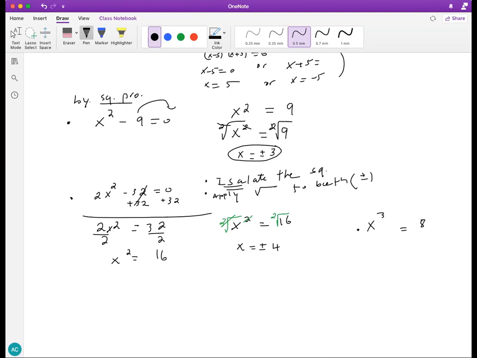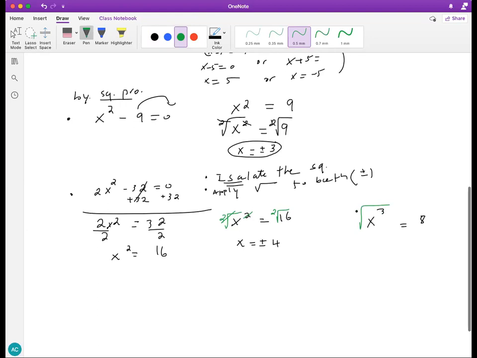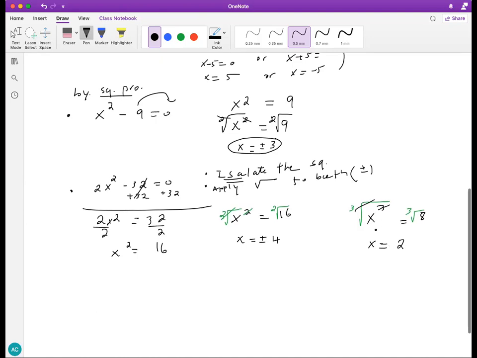For example, here, what kind of radical are we going to apply? What index? 2? No, we have a 3 here, so the index should also be 3. When you do that on the other side, you get 3. So when you solve, these two cancel out, and x is, what is the cube root of 8? 2, yeah? 2. That's it. So this is the only solution. You don't need plus and minus.